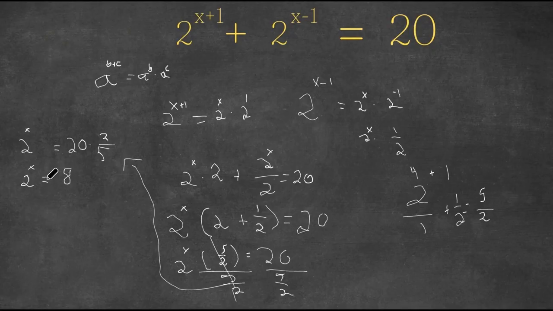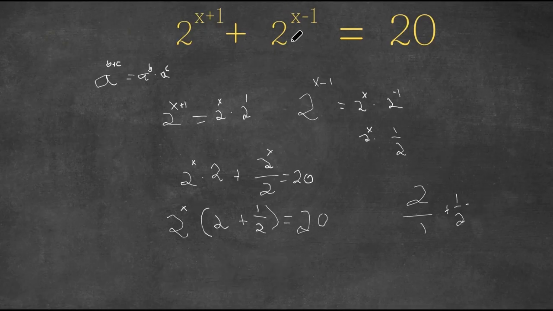2 to the power of x equals 8, so 2 to the power of what equals 8? As we all know, that is 3. So x equals 3 is our answer. So now why don't we go ahead and plug this into our equation and see if it is right.